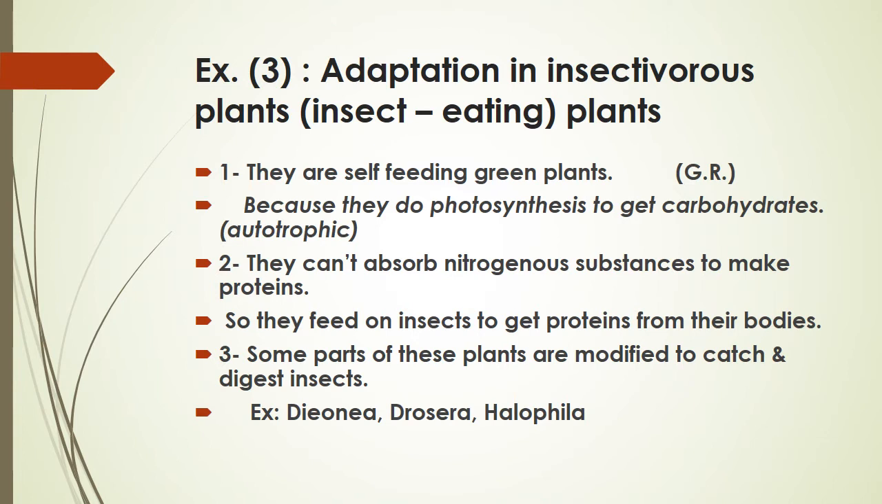Example number 3, adaptation in insectivorous plants. Insect-eating plants. Okay, they are called insectivorous plants or insect-eating plants. They are self-feeding green plants because they do photosynthesis to get carbohydrates. So they are autotrophic, but they can't absorb nitrogenous substances to make protein. So they feed on insects to get proteins from their bodies. Some parts of these plants are modified to catch and digest insects, like Dionaea, Drosera, Halophila.